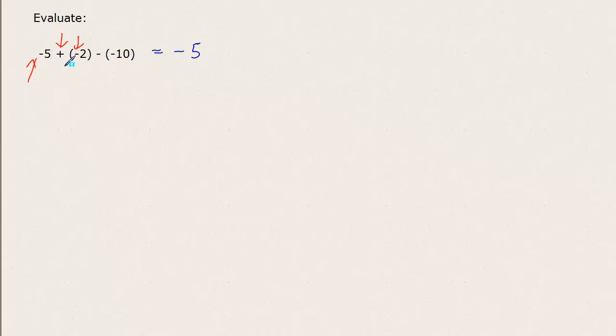Plus and a minus, so that's going to become minus 2. Then we have take away negative 10. The two minus signs give us a plus. If we put the two negatives together here, negative 5 take away 2 is negative 7, and then we're adding 10. That's exactly the same as doing 10 take away 7, since the 10 is positive, the 7 negative. So that gives me 3.